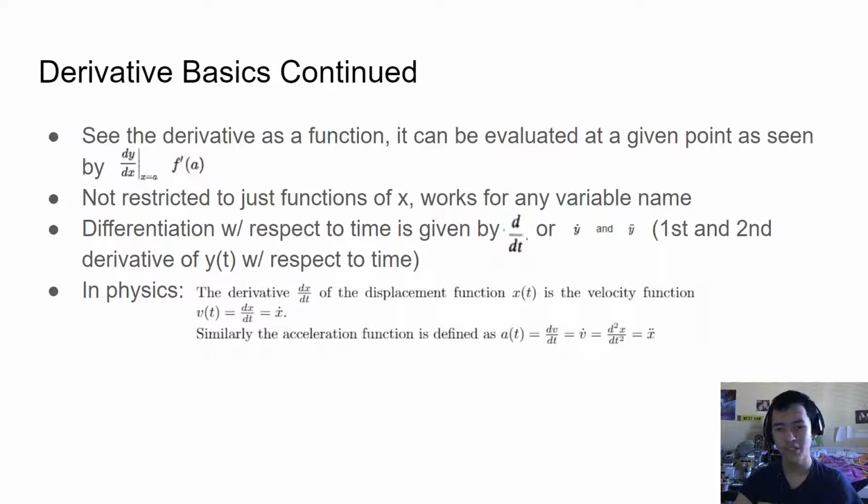Now, when you look at the derivative, you should see it as a function, and it can be evaluated at a given point. It is written as dy by dx evaluated at x equals a, where evaluated at x equals a is given by this big line, and then x equals a. Or you could just write it as f prime of a, which really makes it look like a function, because the derivative is sort of a function. Now, derivatives aren't restricted to functions of x. It works for any variable name.